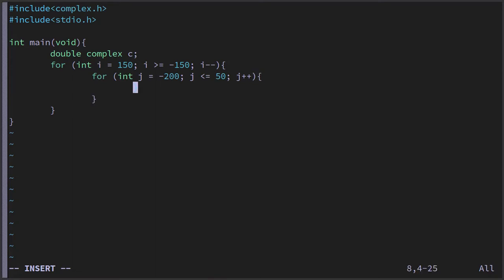Then we declare z to be j plus i times I, or is it i plus j times I? Okay, i is real, and so it's i plus j times I.